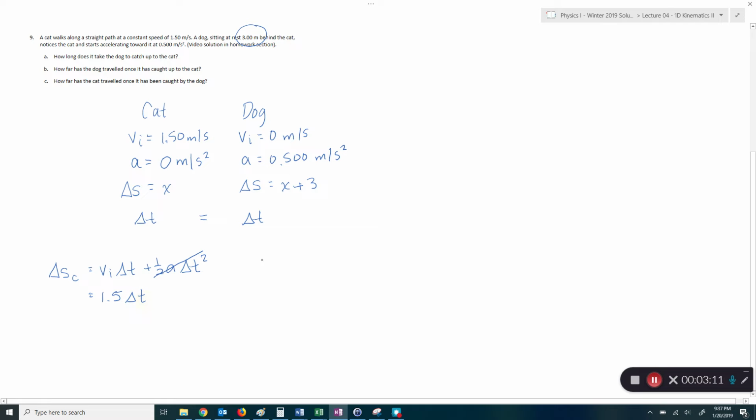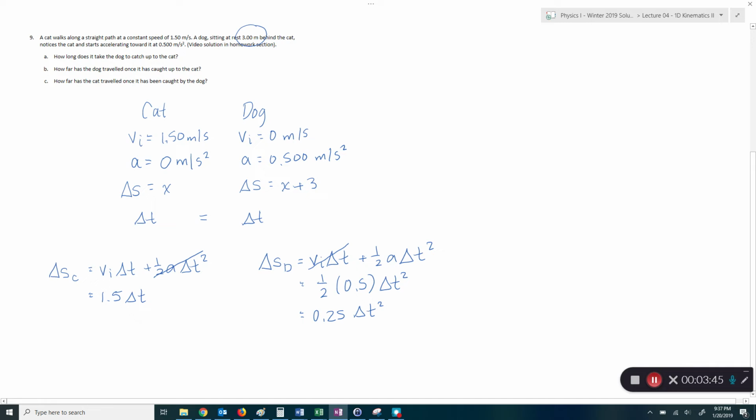All right, let's do the same thing for the dog. The delta S for the dog is equal to v initial delta t plus 1/2 a delta t squared. The v initial for the dog is 0, so that means this whole thing goes to 0. So I'm left with 1 over 2 a, which is 0.5 delta t squared. Okay, so if I multiply 1/2 times 0.5, I get 0.25 delta t squared.